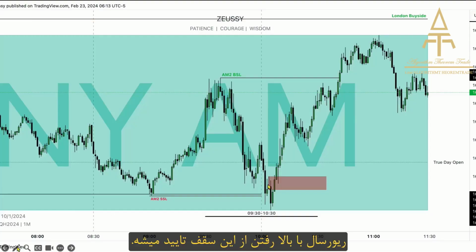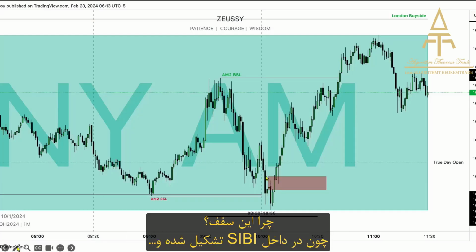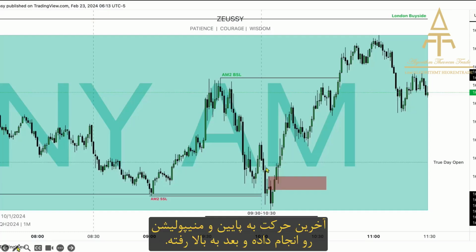Smart money reversal gets confirmed the moment that price displaces or trades above this high. Why this high specifically? Because this high formed inside of the CB and set up the final run lower, purging sell side liquidity to then revert it higher.